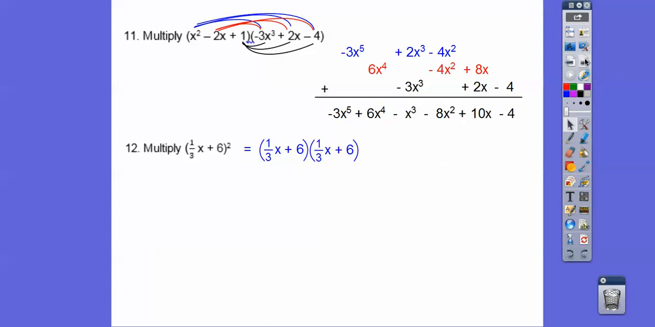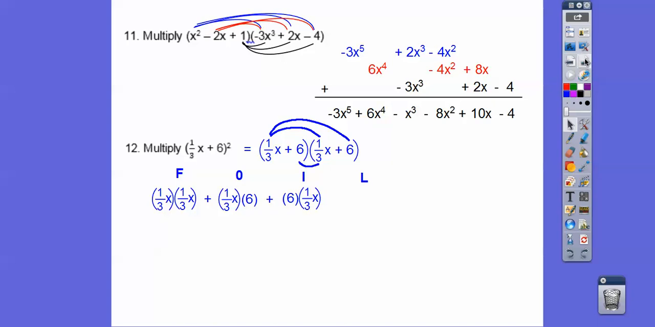Okay, here we have to multiply, so write it twice. So when you write it twice, then we FOIL it out. So there's first times first, outer times outer, inner times inner, last times last. Okay, and then clean it up and combine like terms, and there you go.